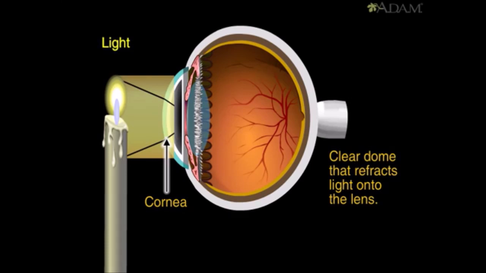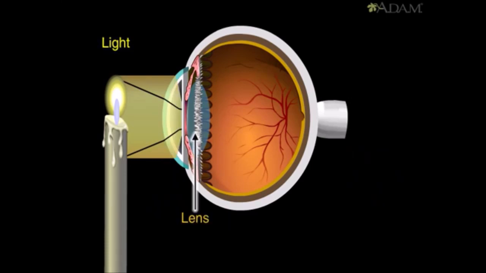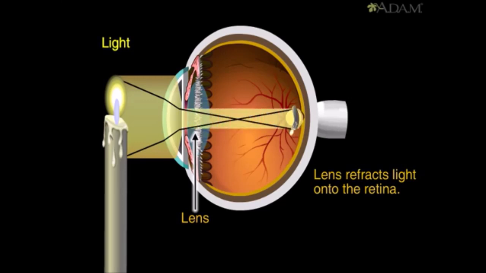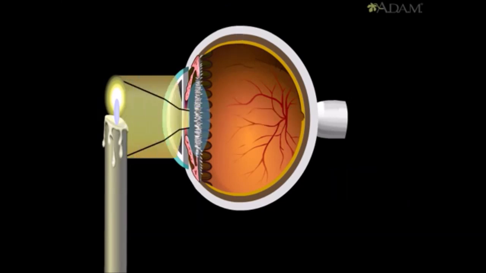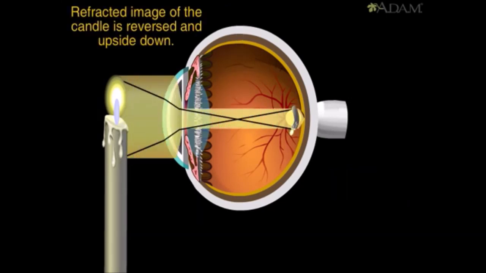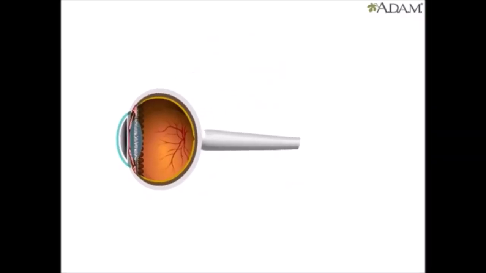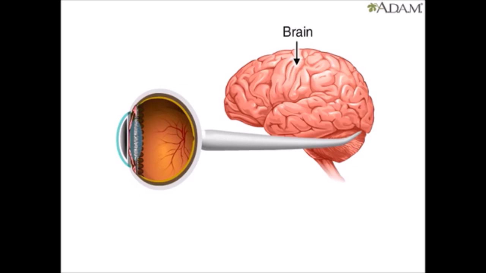Now the image formed on the retina is inverted and laterally reversed. The stimulus is sent through the optic nerve to the brain. The occipital lobe in the brain reads the signal and gives a correct orientation to the image.